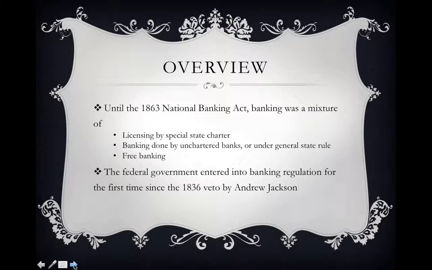So with the 1863 Act, the federal government is getting into banking regulation for the first time since 1836, when the second Bank of the United States was vetoed out of existence by Andrew Jackson. So realize that the importance of the National Banking Act is that the federal government is entering into the sphere of regulating the banking system once again.